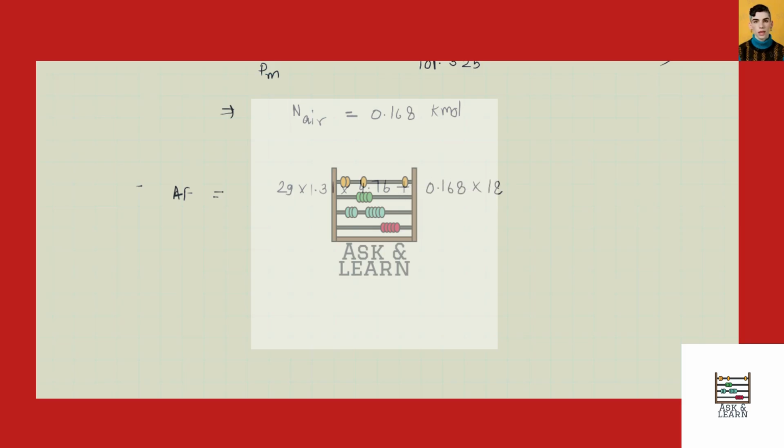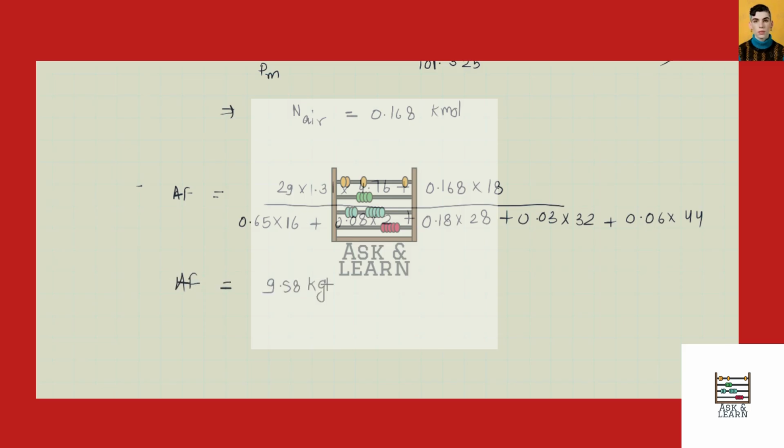0.168 multiplied by 18, the mole numbers of H2O, divided by the mole number of CH4, that is 0.65 into 16, the mole number of hydrogen, that is 0.08 into 2, the mole number of nitrogen, that is 0.18 multiplied by 28, the mole numbers of oxygen, that is 0.03 multiplied by 32, and the mole numbers of CO2, that is 0.06 multiplied by 44. When we solve this, we get the air fuel ratio as 9.58 kg of air per kg of fuel, right?